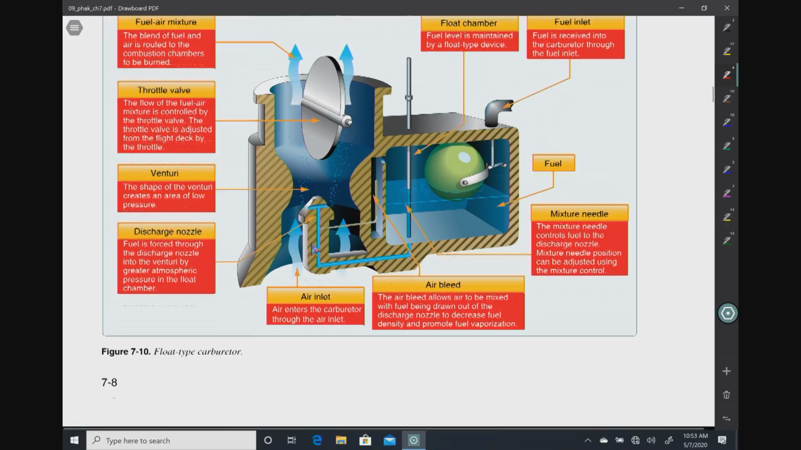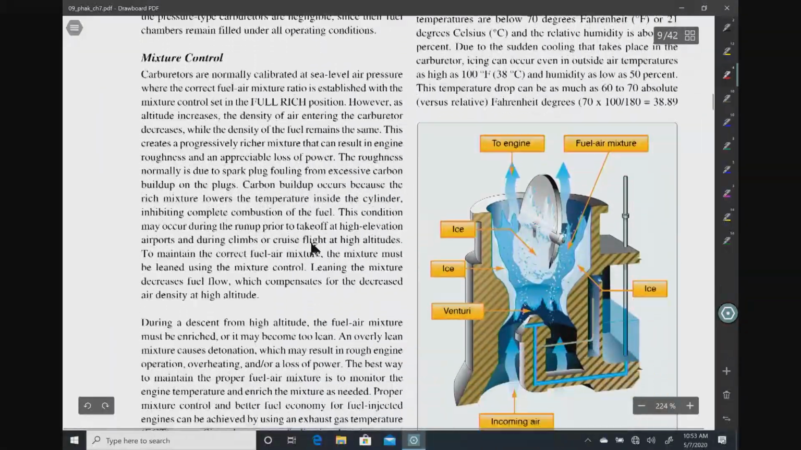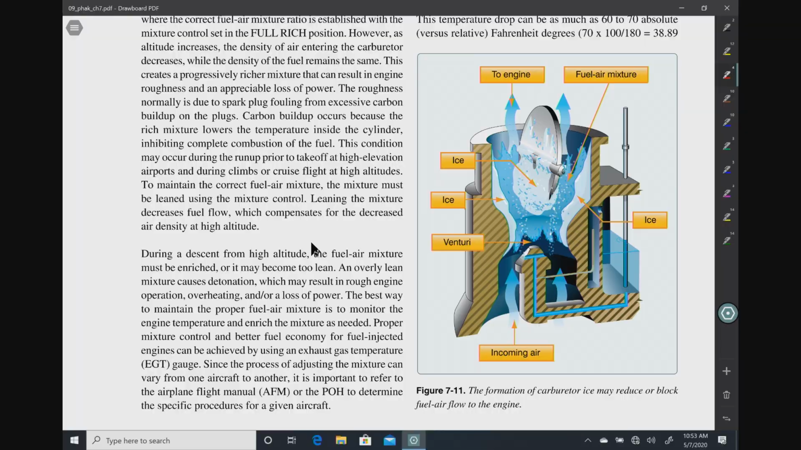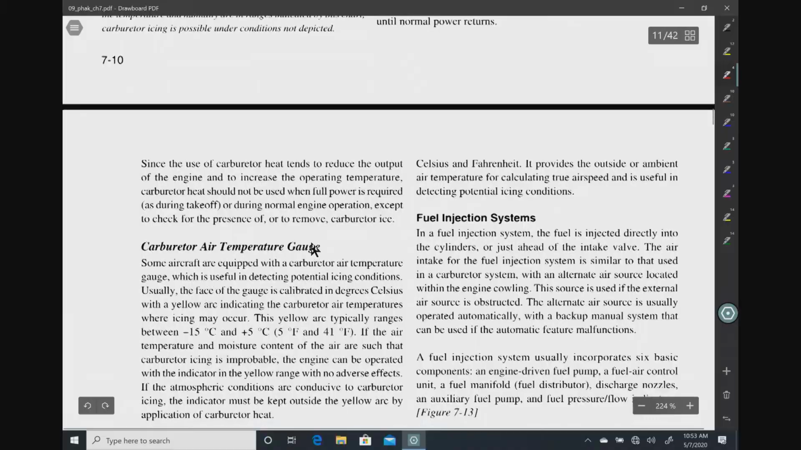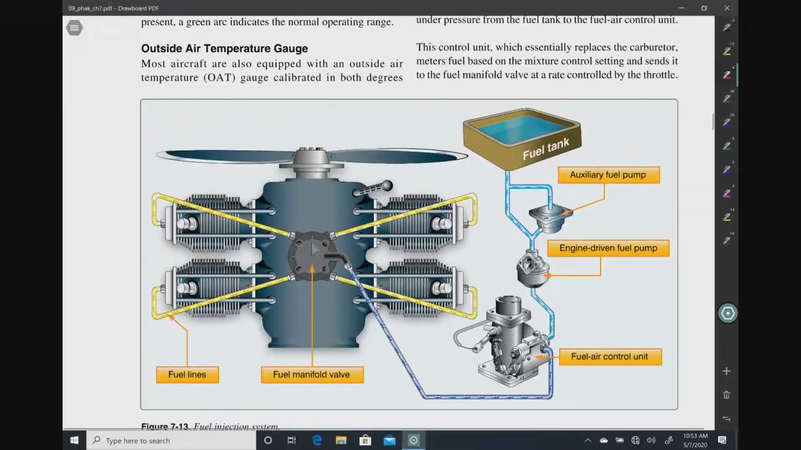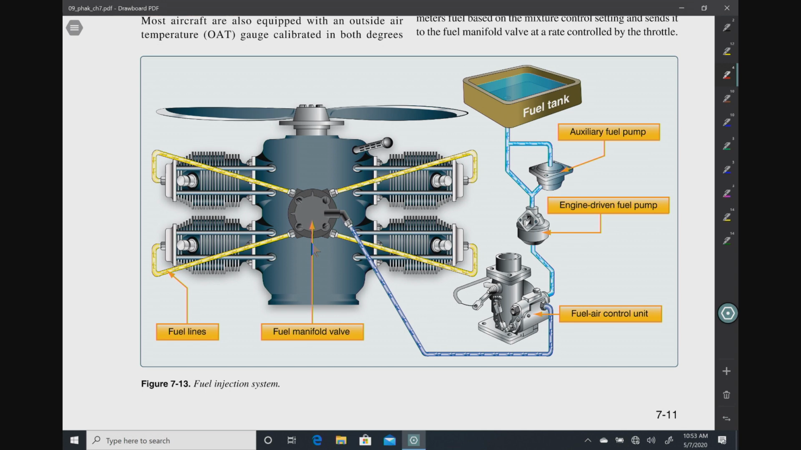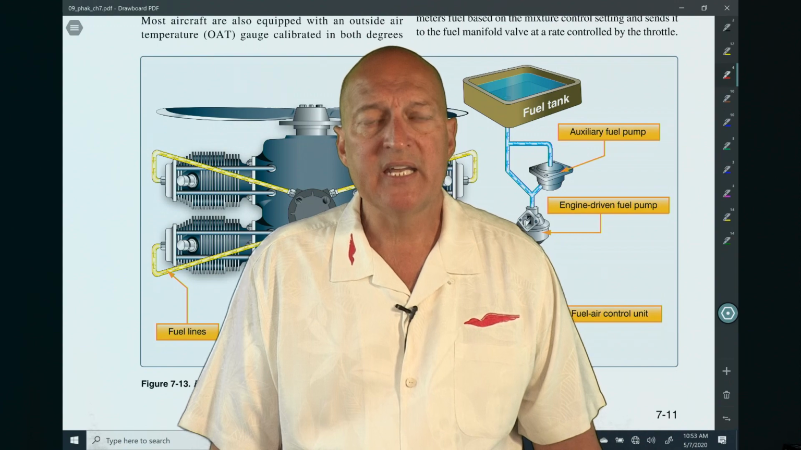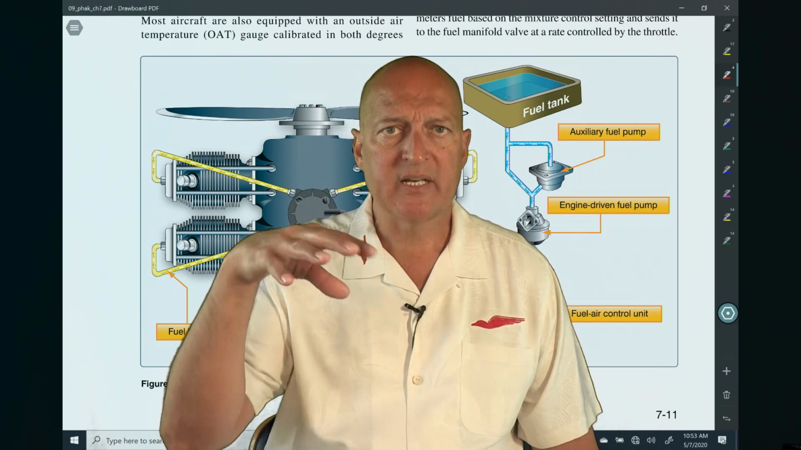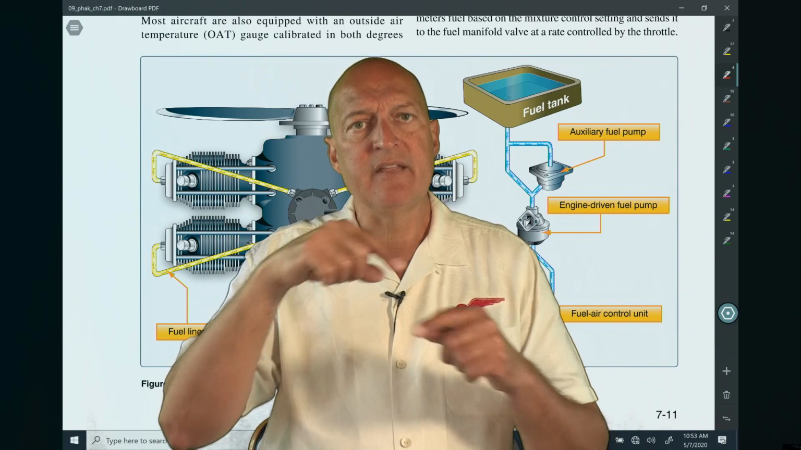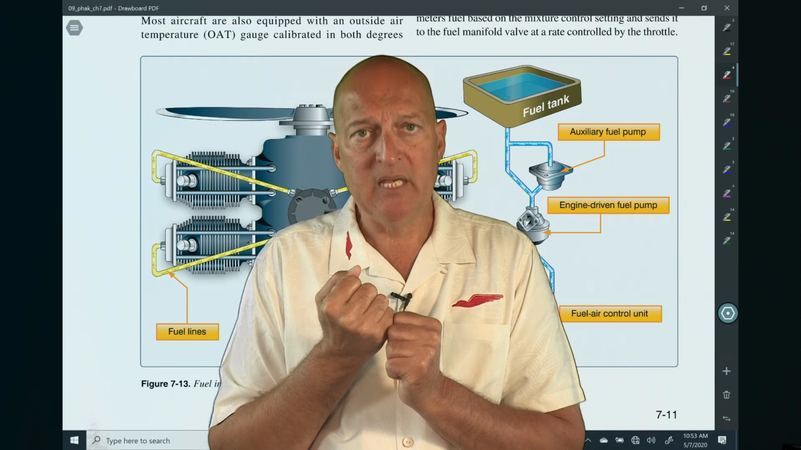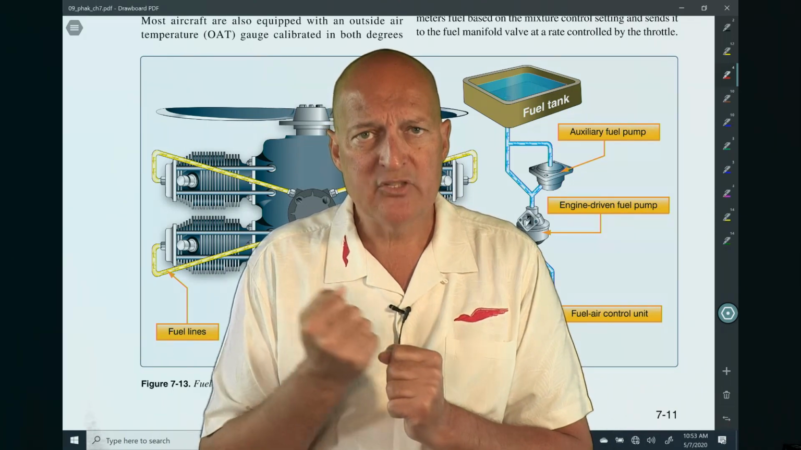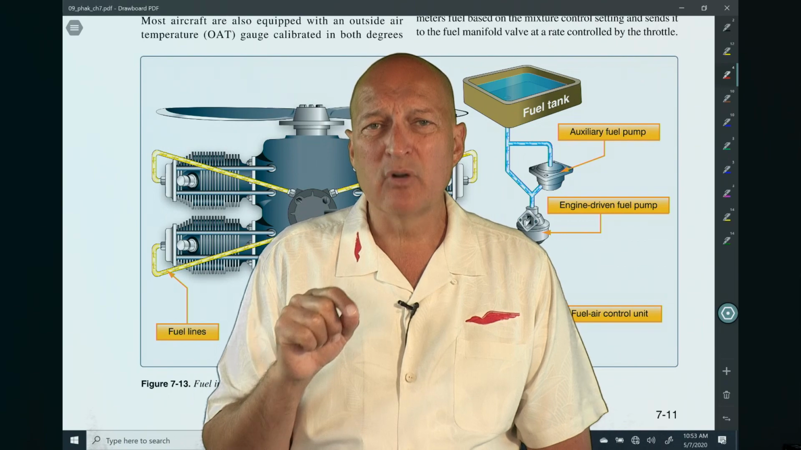So most systems now, and this figure 7.11 here shows exactly what I was talking about, will use fuel injection. In a fuel injection system, as you can see here in figure 7.13, there is a fuel manifold that is normally either at the top or the bottom of these engines. Typically it'll be mounted on the top. And then it will meter the amount of fuel to be sprayed into the cylinder as air is being pulled in from an air inlet into the engine.